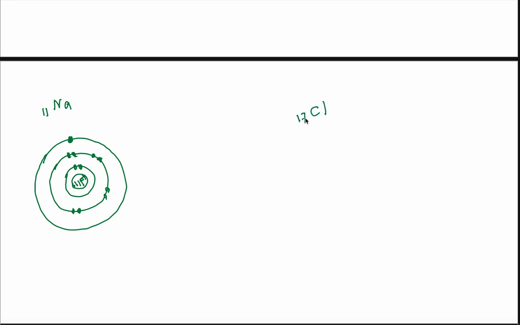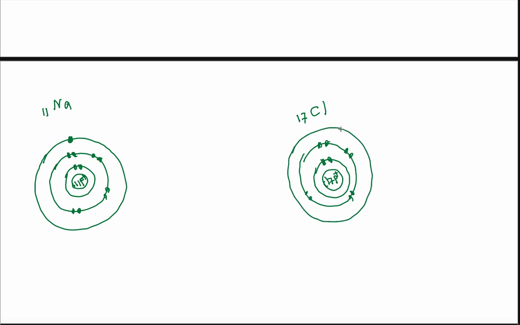Chlorine, it has an atomic number of 17. So this is 17 protons. First energy shell is 2. Second is 8. And the third one, so 2 and 8 is 10. The last one is 7. So actually I'm going to use color red to show the last electron on sodium.